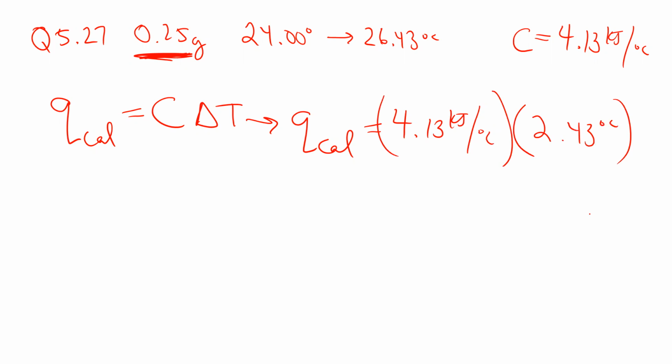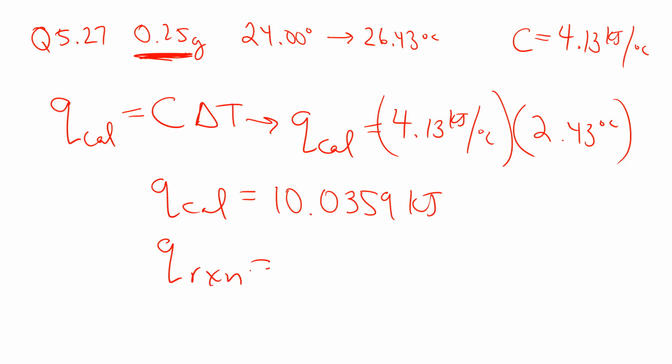2.43 degrees Celsius. So multiply those together, 4.13 times 2.43. Yeah, I get 10.0359 kilojoules of energy, right? And so that's for the calorimeter, right? Exactly, that was my next question. So what does that mean for the reaction?